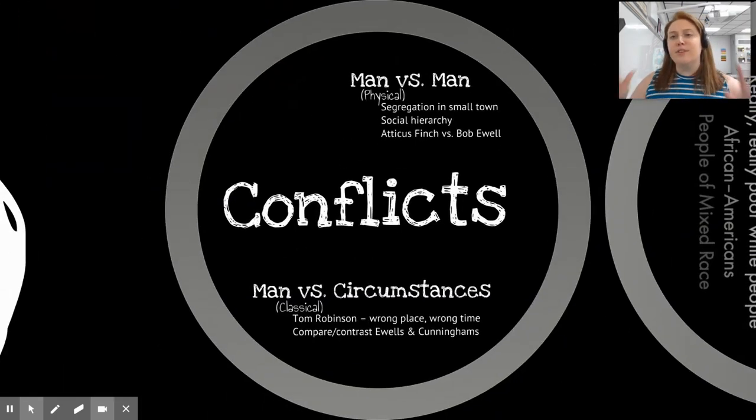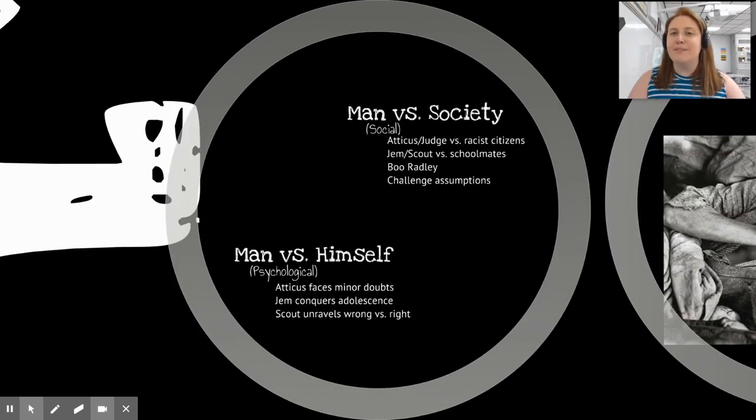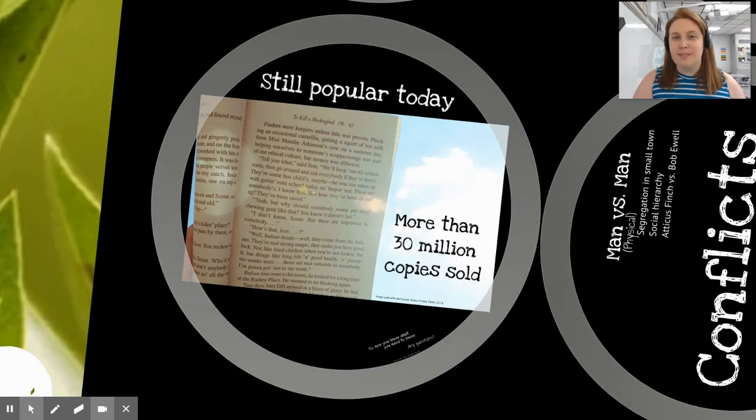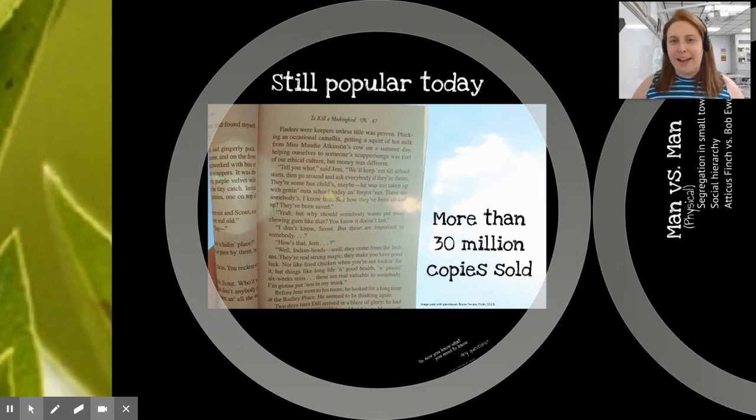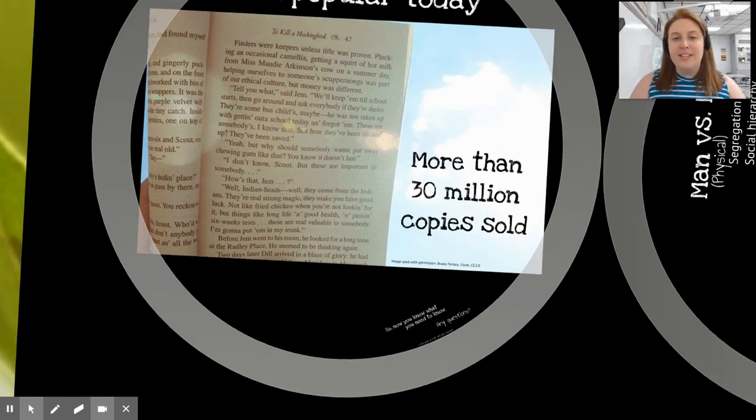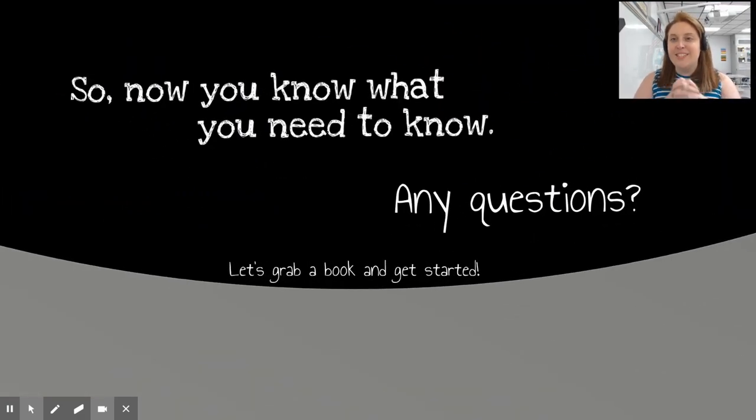All right, now we have several different conflicts in this story. We have man versus man, man versus circumstance, man versus society, and then man versus himself. So lots of things to unpack there. We will definitely get into that. It is still an extremely popular book today, with over 30 million copies sold, and it's a fantastic piece of writing. I would have read Harper Lee's grocery list because I just think she is phenomenal. She's extremely descriptive and she does such a good job of creating a believable plot for us to really dive our teeth into. So that is where we are going to get started.